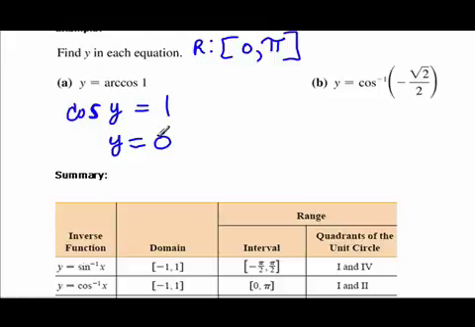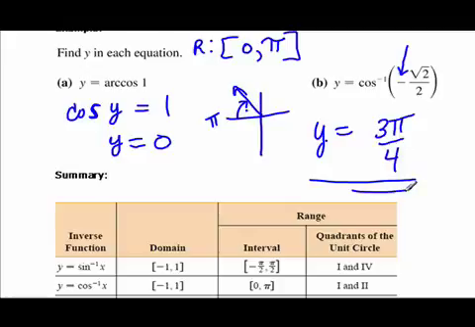Letter B, since this guy is negative, we're in quadrant 2, right? What angle has a cosine of root 2 over 2? 45 degrees or pi over 4. What would it be in quadrant 2? 0 to pi. What's pi minus pi over 4? Right? You're over here. Here's pi. You're going to go back a reference angle of pi over 4. So 4 pi over 4 minus pi over 4 is 3 pi over 4. That's the angle, guys, that's in that interval.